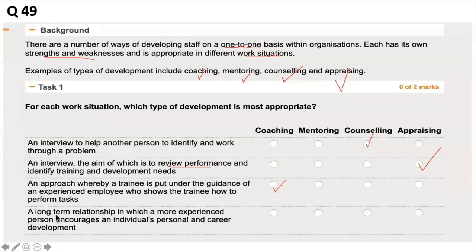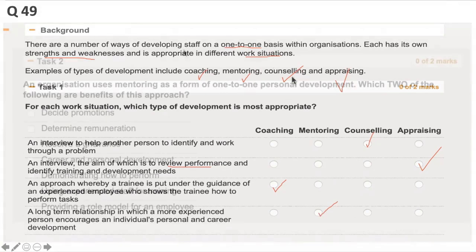And finally, a long-term relationship in which a more experienced person encourages an individual's personal and career development is mentoring, and that would be the answer. And I think now you know why. That's more long-term. It's more career development. It's not appraising someone, not evaluating or coaching someone to do something. So overall, these are the answers: counseling, appraising, coaching, and mentoring. Now let me move forward.